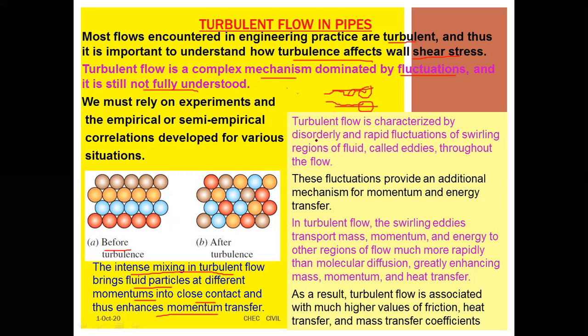Turbulent flow is characterized by the disorderly and rapid fluctuations of swirling regions of the fluid called eddies throughout the flow. For example, you can see this in canals, for example in Guntur and other areas, we can see all these channels.